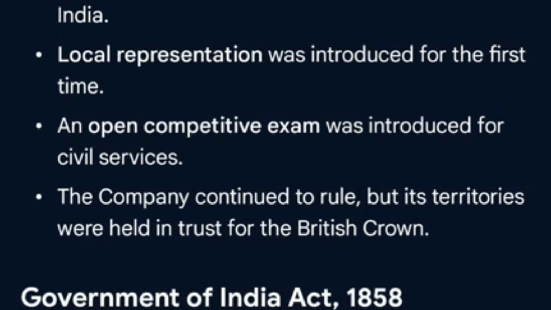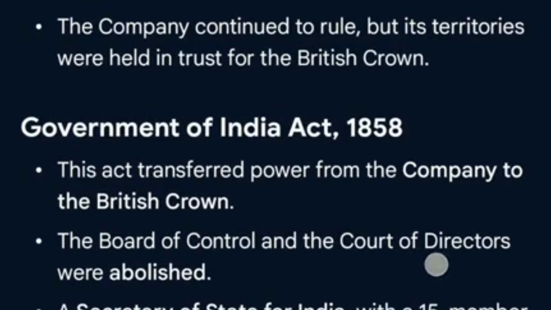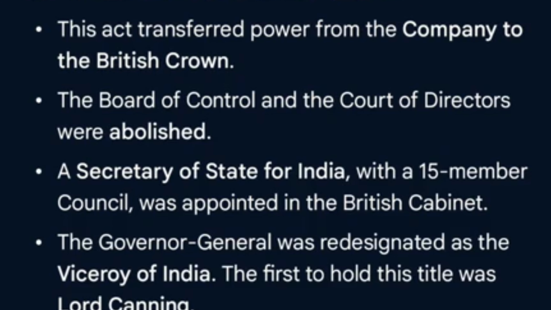Government of India Act 1858. This act transferred power from the company to the British Crown. The Board of Control and the Court of Directors were abolished. A Secretary of State for India with a 15-member council was appointed in the British Cabinet. The Governor-General was redesignated as the Viceroy of India. The first to hold this title was Lord Canning.